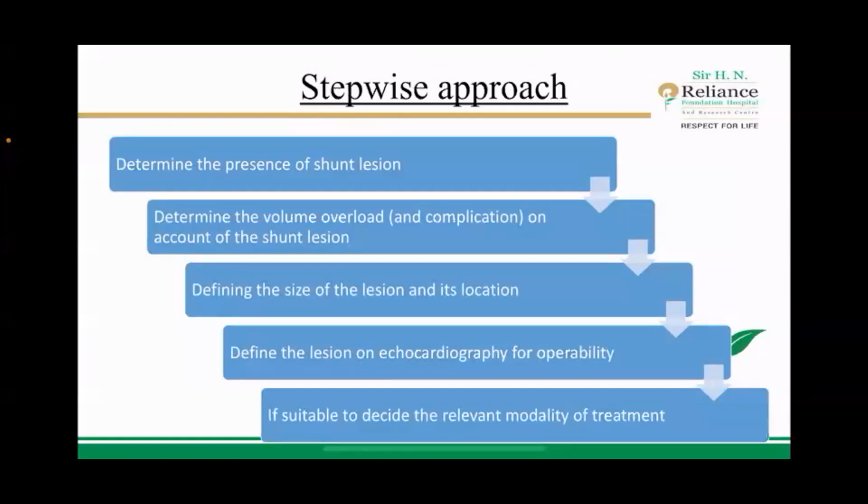So what is the stepwise approach when you do an echocardiography? Determine the presence of the shunt lesion. Determine the volume overload on account of the shunt lesion, whether it's pre-tricuspid or post-tricuspid, whether it's a left-sided heart chamber enlargement or right-sided chamber enlargement. Define the size of the lesion and its location. Define the lesion for operability.